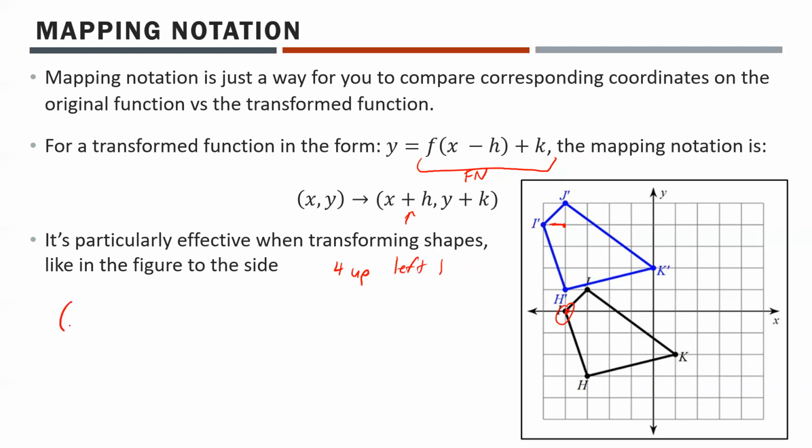So what this would be in mapping notation, I know it's not necessarily asking, but maybe it's just nice to note. We could say xy is going to become x minus 1, since we're moving left 1, we're subtracting 1 from it, and then y plus 4.